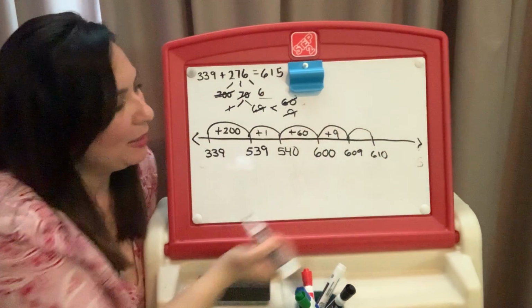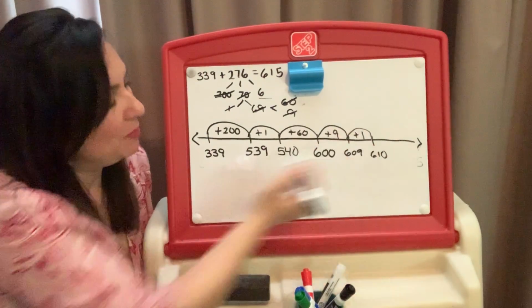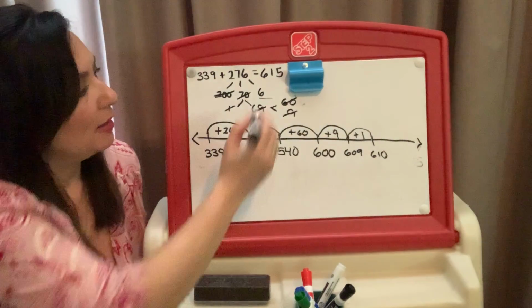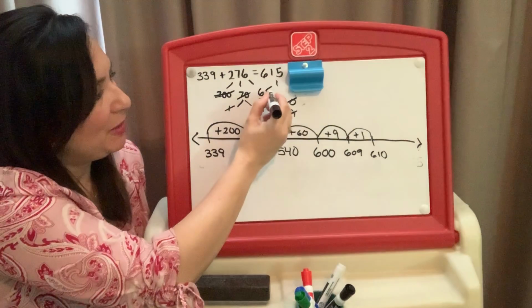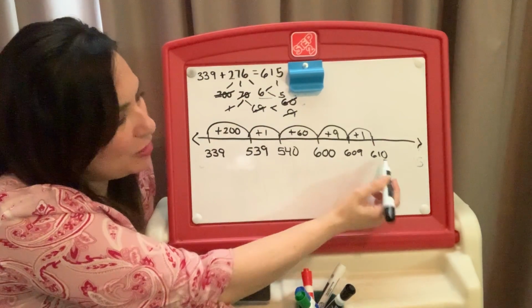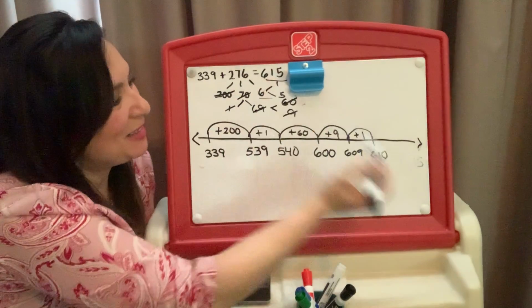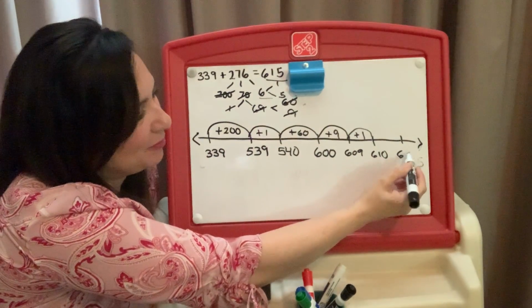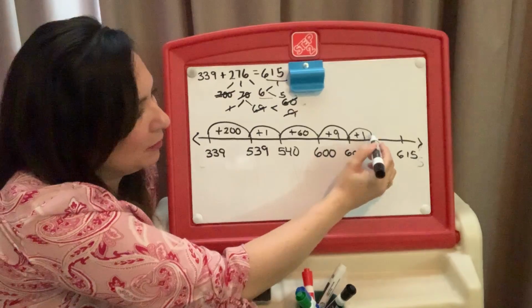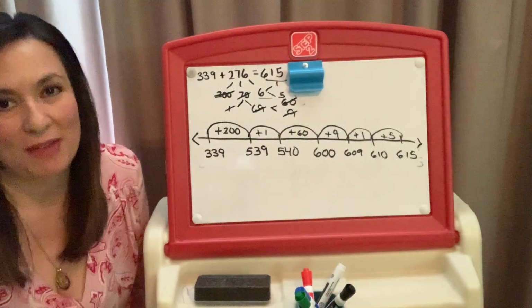I'll draw the jump, and I just jumped 1. So I'll label plus 1. Now I've jumped one part of 6. We know from the other problem, the other part of 6 is 5. I need to jump 5. I'm at 610 plus 5 equals what? 615. And that is plus 5.